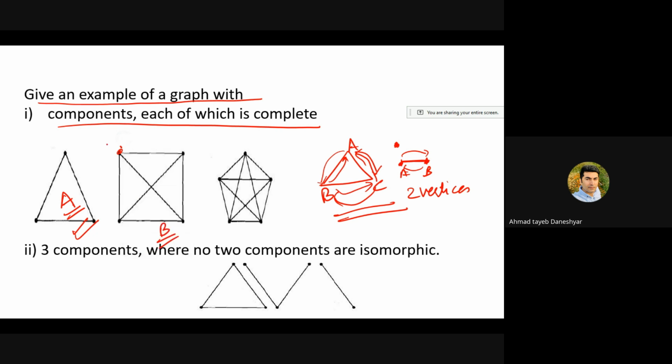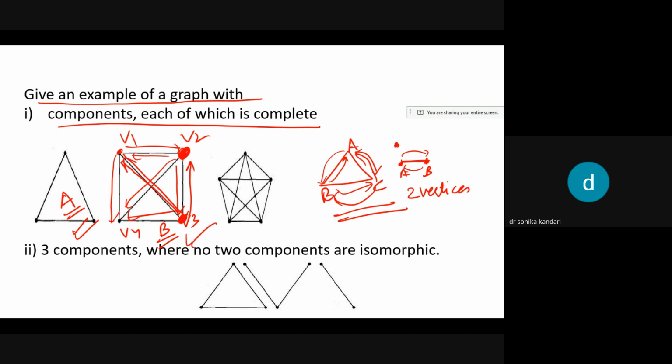Also a complete graph. V1, V2, V3, V4. From V1, V2 is possible. You can move to V3. V3 is also adjacent. V4 is also adjacent. Similarly, take V2. Take V3, V2, V1, V4. So all the vertices are connected. Is it clear? It is also a complete graph.